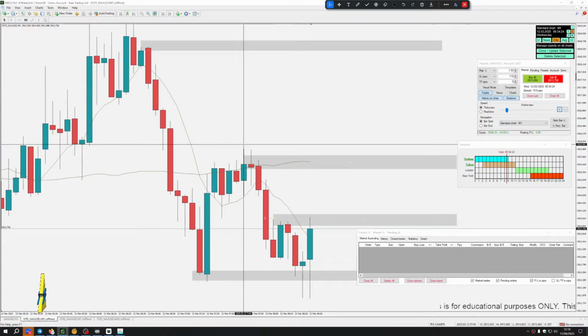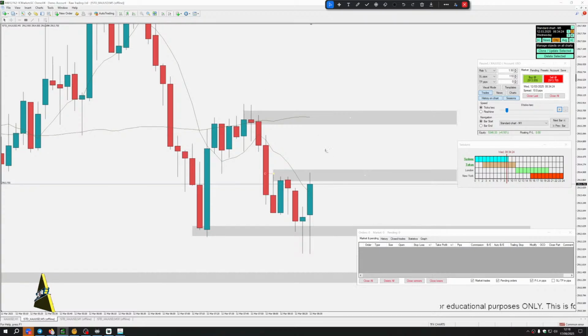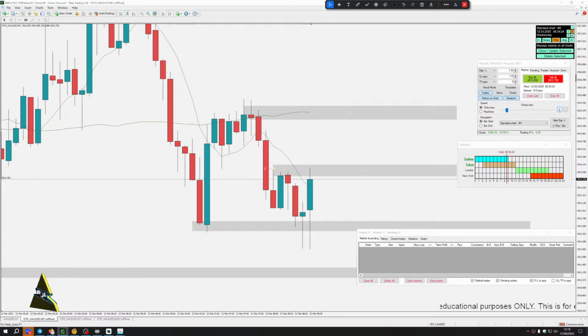We have another range over here. That's going to be about 27 pips. But what should we do here? Should we wait for the candle to close, or should we take an impulse entry?